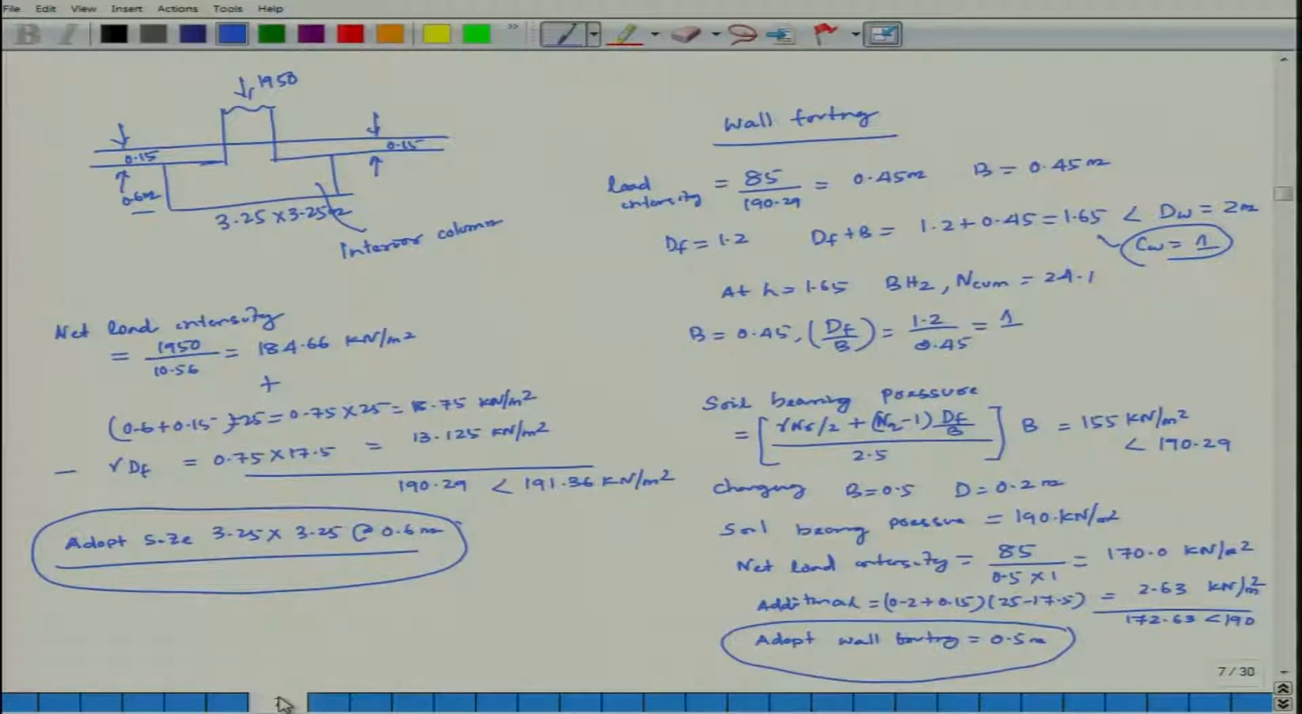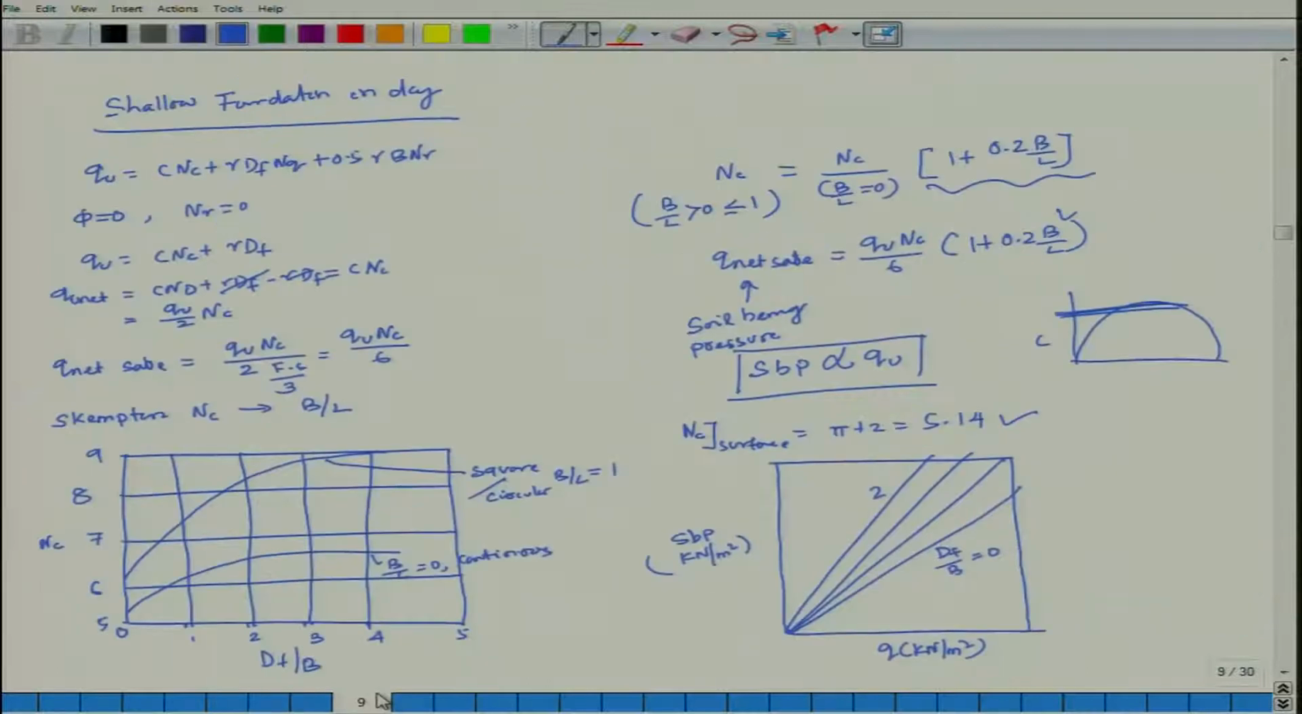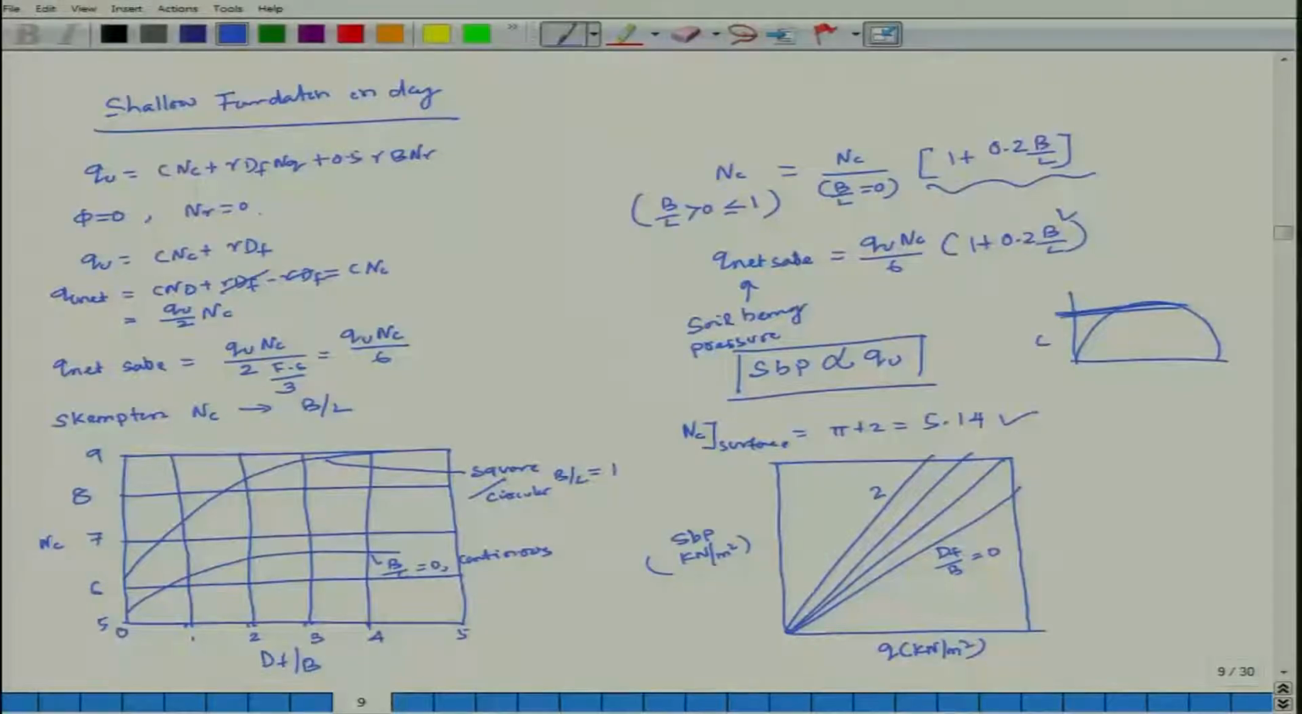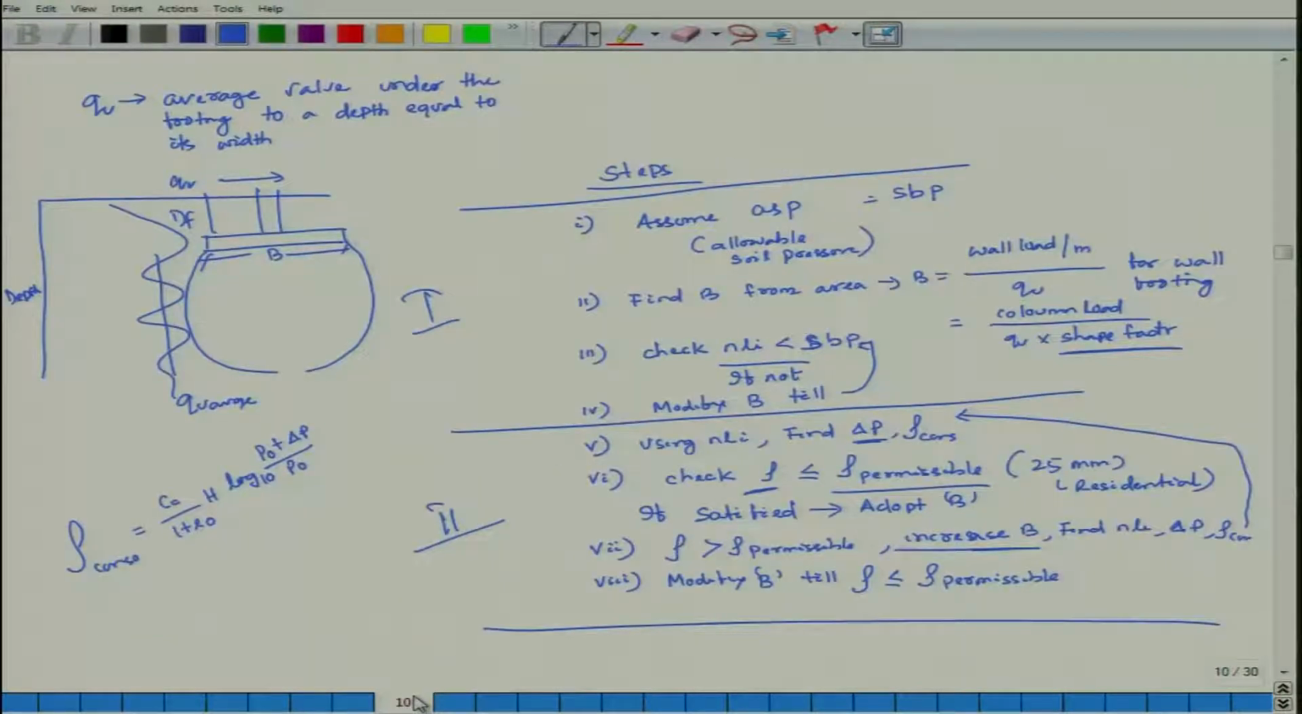Then one more problem I have solved. For the case of shallow foundations in clay, I have explained for purely cohesive soils phi is equal to 0 and N gamma is equal to 0, and soil bearing pressure is directly proportional to your qu. There are charts available, Nc versus Df by B, and I have also explained there are two steps.